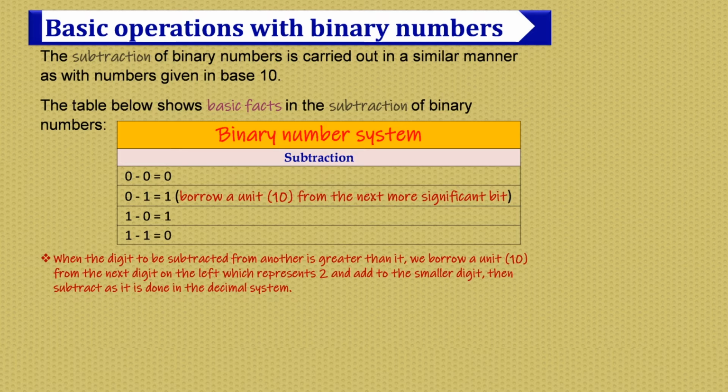The table here shows the rules we follow, or the basic facts when we do subtraction of binary numbers. When we have 0 minus 0, it gives us 0. And when we have 0 minus 1, what we do is to go to the next significant bit and borrow a 1. And when we borrow a 1, we then have 1, 0. And 1, 0 minus 1 gives us 1. This explanation will get clearer while we go into the lesson. When we have 1 minus 0, it gives us 1. And 1 minus 1 gives us 0 in the binary number system.